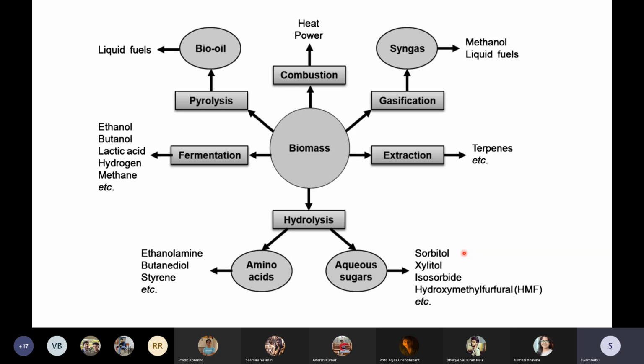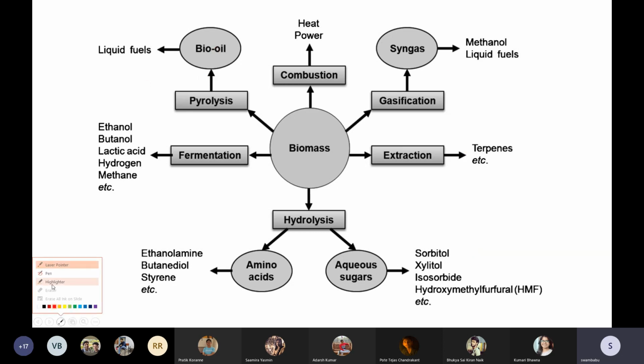Of course, each one, gasification itself is a big topic, pyrolysis itself is a big topic, fermentation itself is a big topic. But in this course, in the CPT course, we are not trying to understand the processes very deeply. We are trying to understand the overall process flow sheet. Now, why are we able to produce all these components?